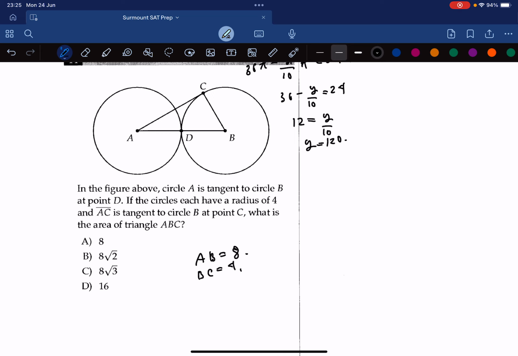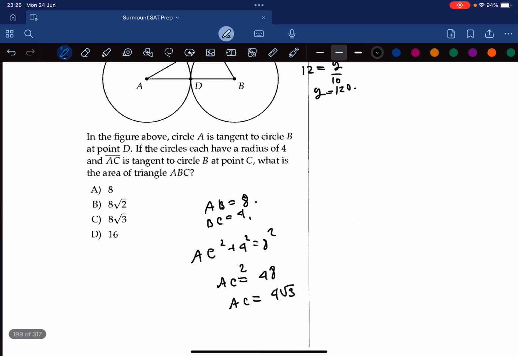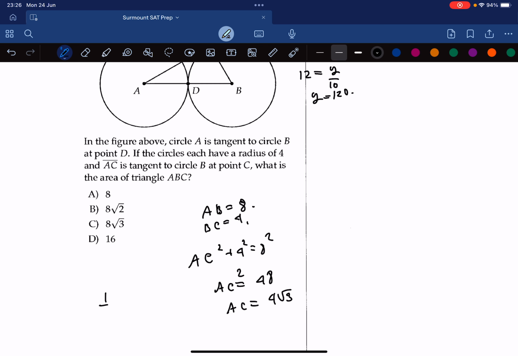And because AC is tangent to circle B, angle ACB is a right angle, right? So we can use the Pythagorean theorem to find AC. So AC squared plus 4 squared is equal to 8 squared. So AC squared is equal to 48, so AC is equal to 4 root 3. And then we can solve for the area of the triangle, which is 1 over 2 times 4 root 3 times the height, 4. And that will give us 8 root 3. So the answer is C.